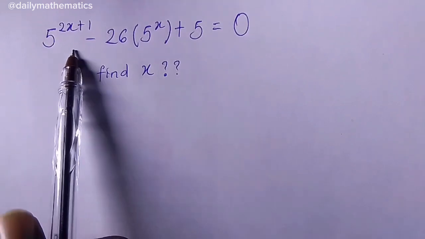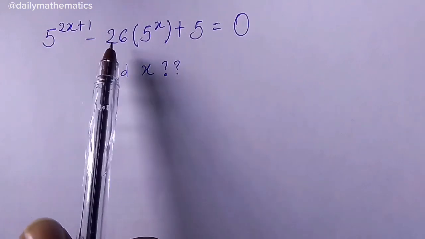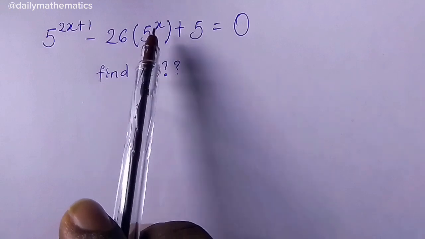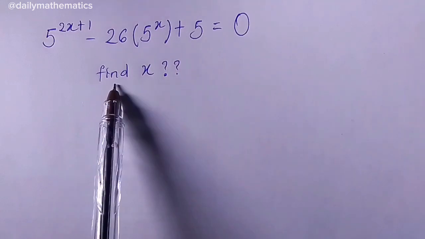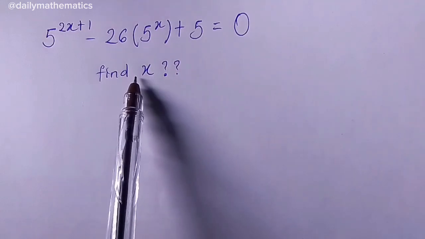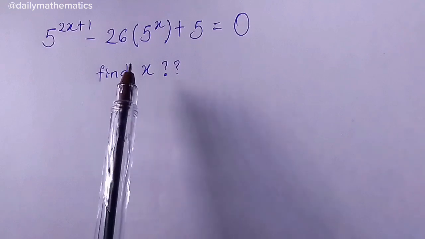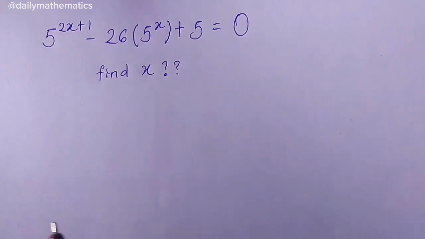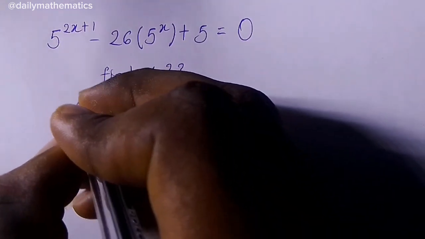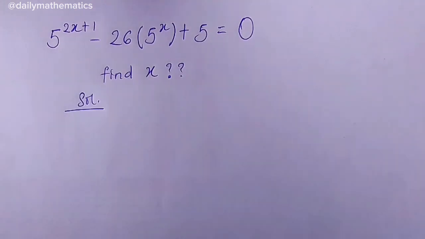5 raised to the power of 2x plus 1 minus 26 multiplied by 5 raised to the power of x plus 5 equals 0. Find x. Hi there, this is Daily Mathematics and you are welcome to solving this question we have right here. Solution. What's the first thing we're going to do in this situation?